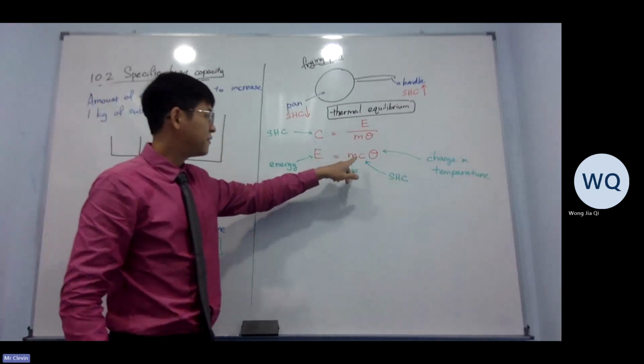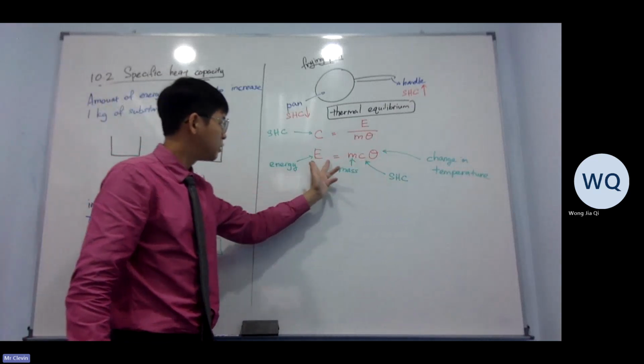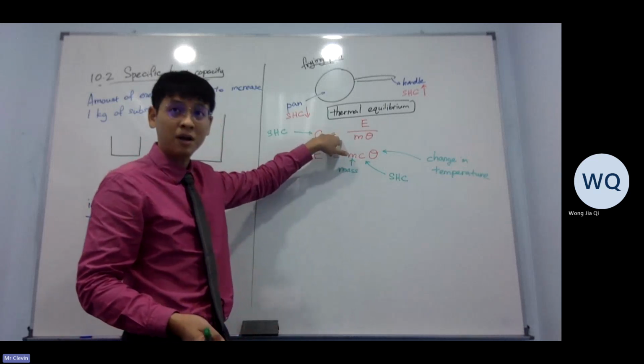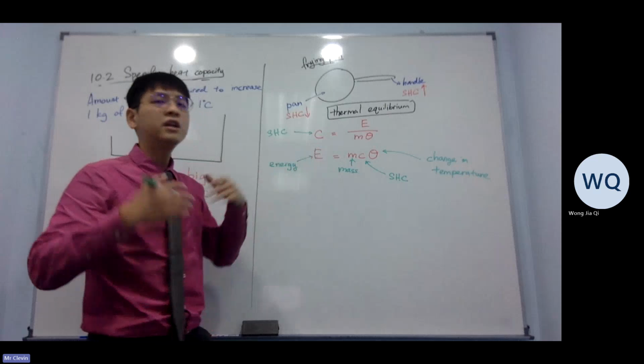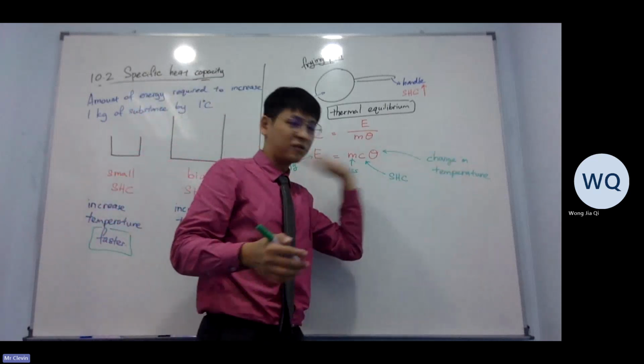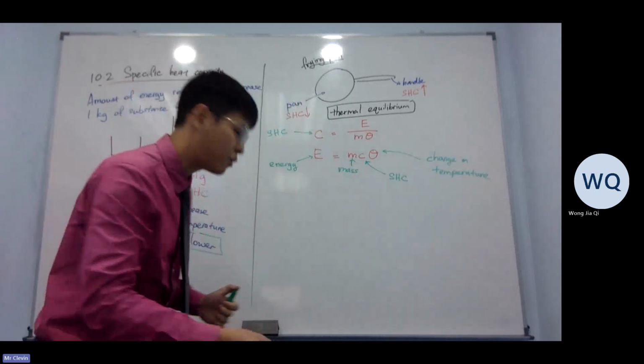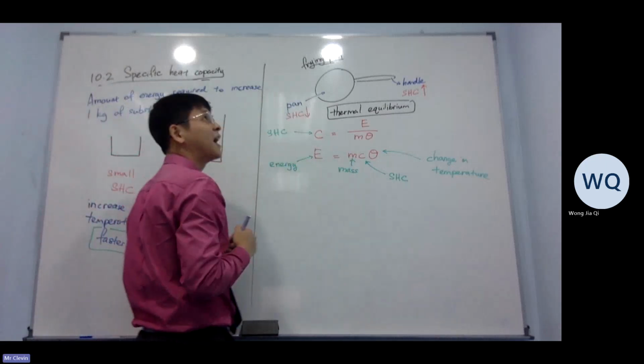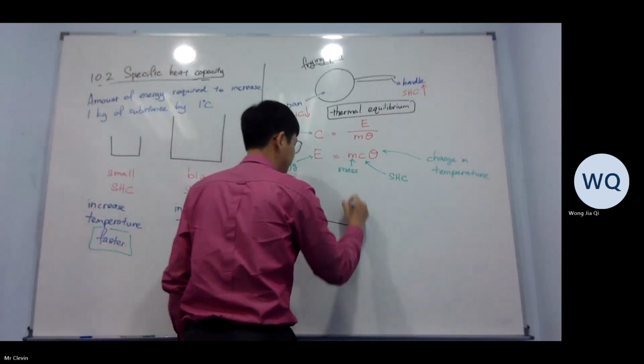You notice that if I want to find c, I have to move this mθ to the bottom. It's exactly the same formula. So I prefer you guys to use this formula rather than that one. It's much easier to see. So how do we apply it to questions? Let's say, for example, I have water.